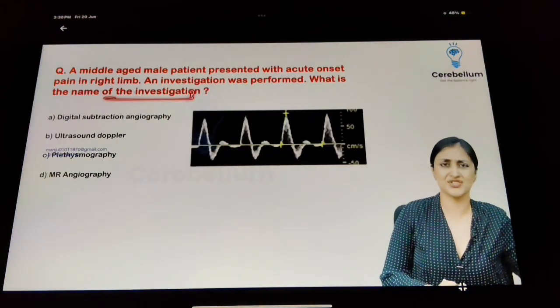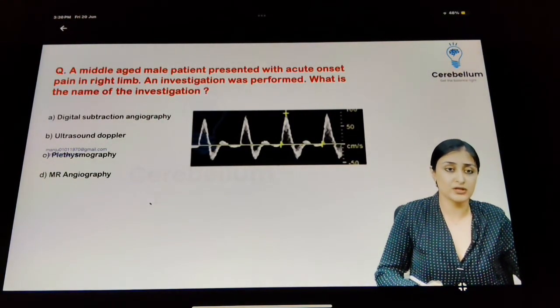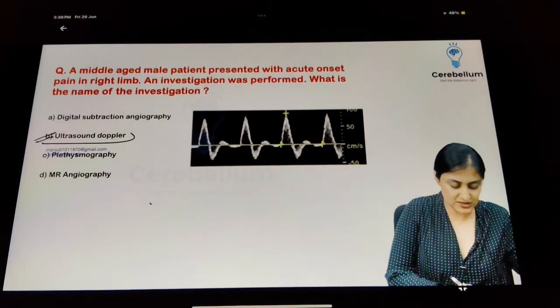They are asking us what is the investigation? Such a silly question. We know that this is Doppler, it is triphasic, it is normal extremity, and they're asking us what is it? It's Doppler ultrasound.